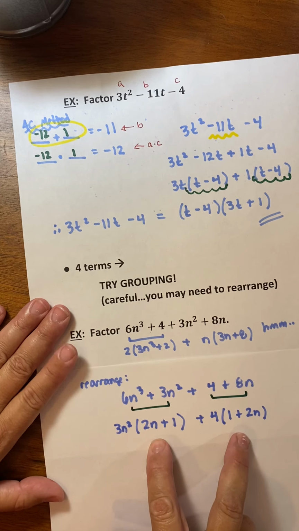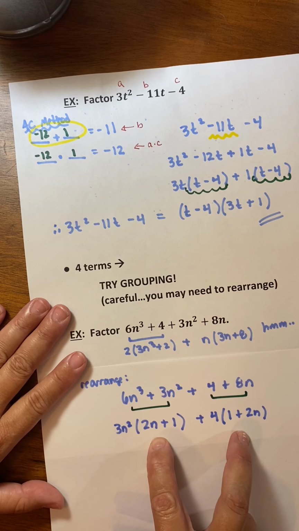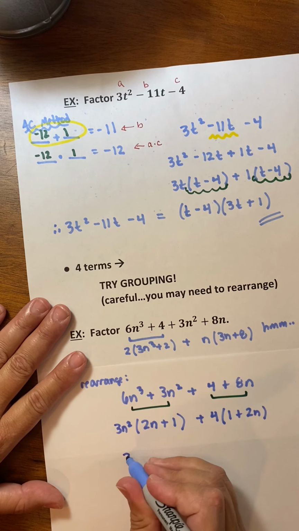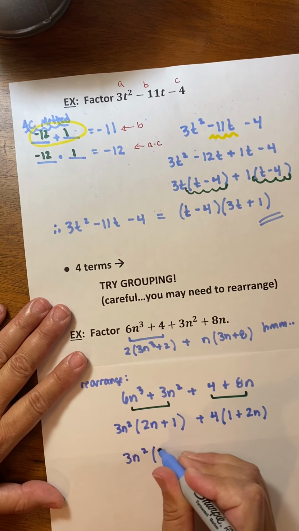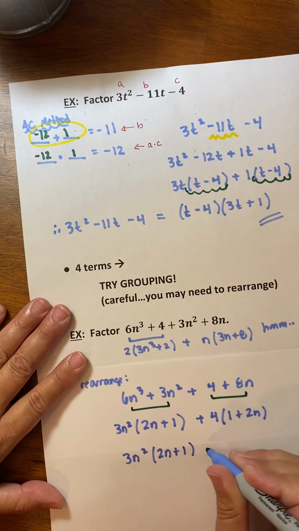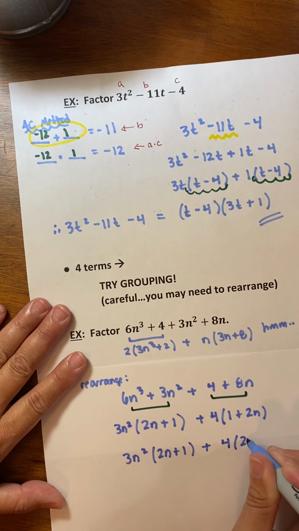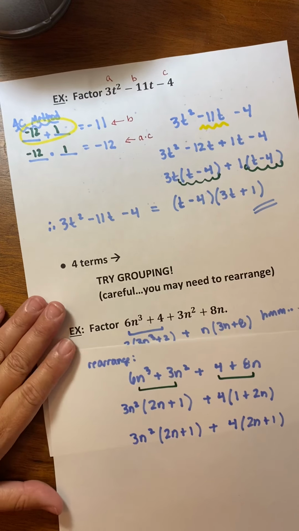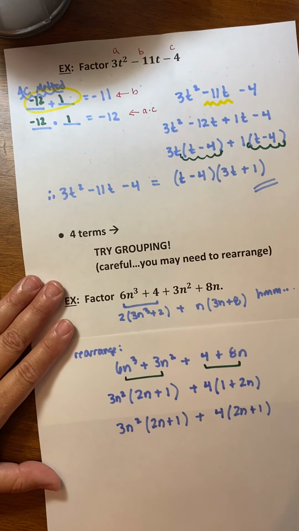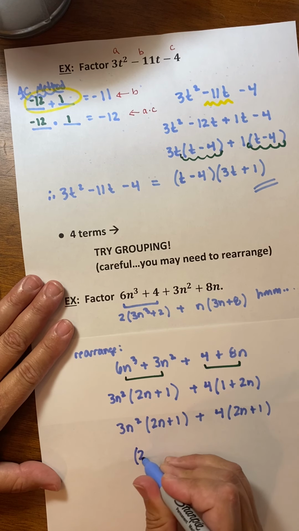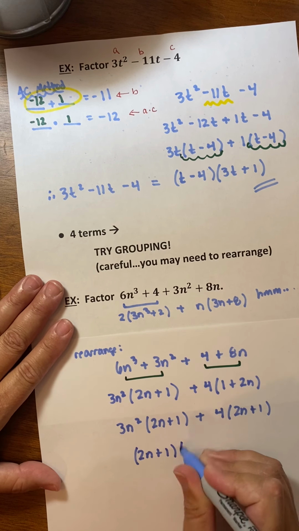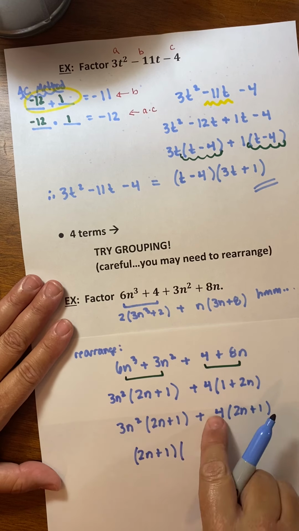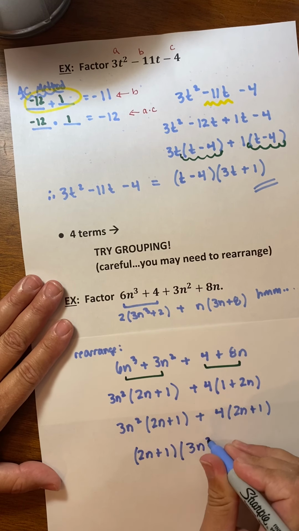Now notice 2n plus 1 is equivalent to 1 plus 2n. You can switch the order in which you add. I like 2n plus 1, so I'm going to change this to 4 times 2n plus 1. You are allowed to switch the order in which you add because addition commutes. So now we can pull out the 2n plus 1. And if we pull that out, what's left is the 3n squared and the plus 4, and that becomes our second factor.